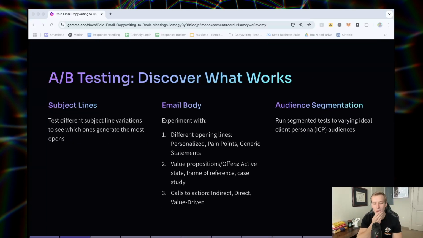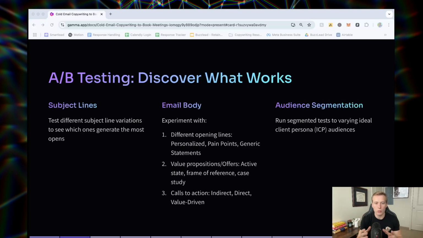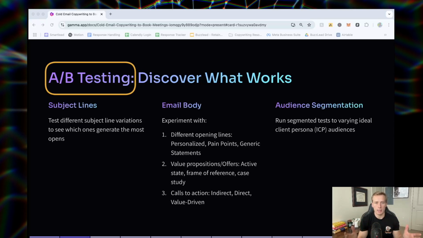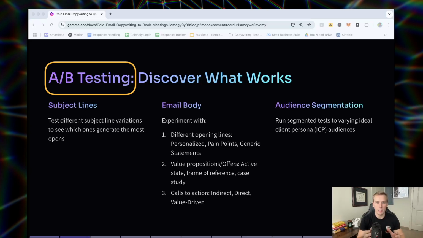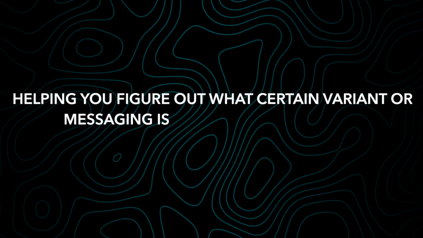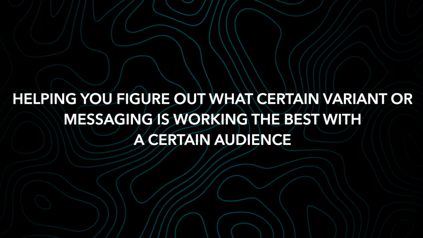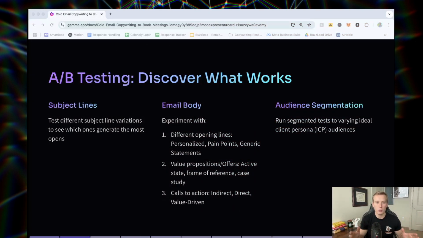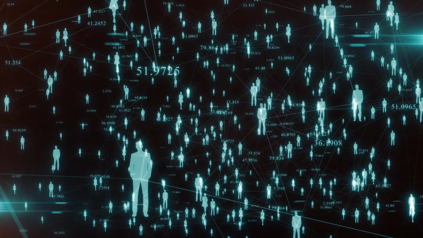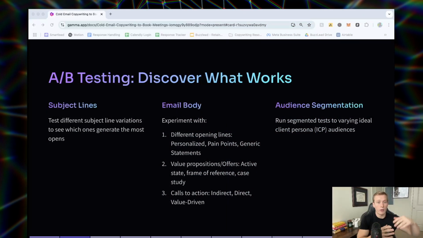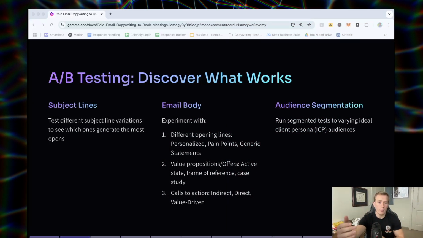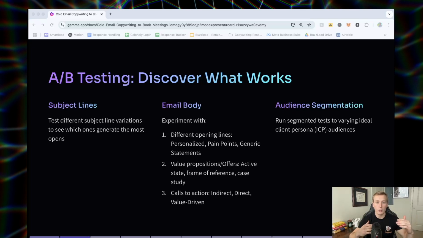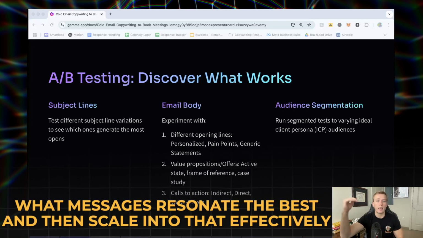And so when it comes to cold email, a foundational process that you need to understand is A/B testing. Now, A/B testing is essentially helping you figure out what sort of variant or messaging is working the best with a certain audience so you can scale into that correctly. And so what that essentially looks like is, let's say you have a population of 1,000 people. Message 1 would go to 500 of those people, and then message 2 would go to 500 of those people. And then from there, we can see what messages resonate the best and then scale into that effectively.